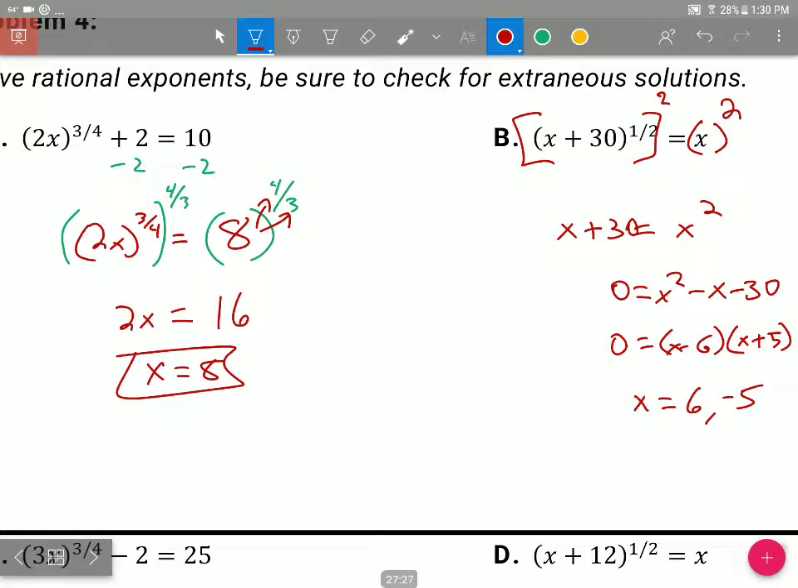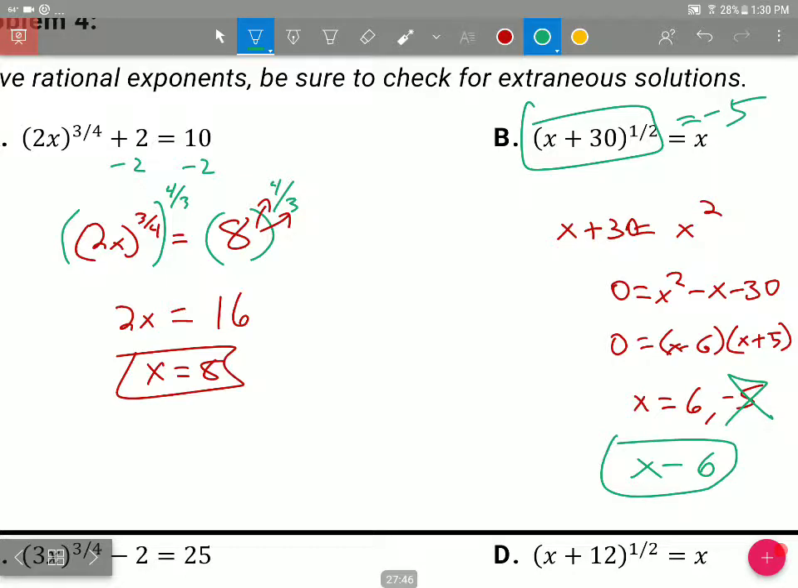So when I plug them in, which one does not work? It is the -5. Why would it be the -5? Because it's negative. Can a root equal a -5? No. So x equals 6. Cool.